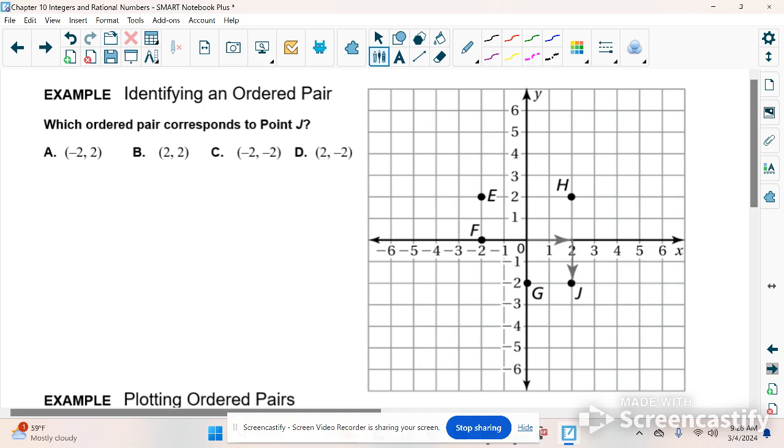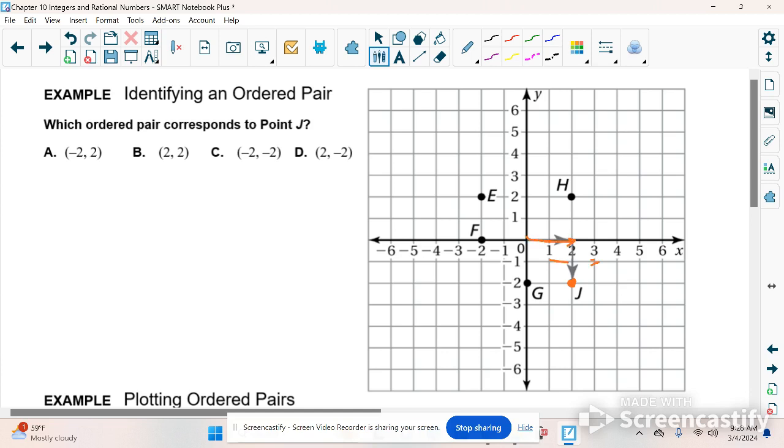Okay, it wants us to be able to identify which one of these ordered pairs goes with J. So how can we get to the point J? So here's J right here. If I follow my song, I start at 0, and do I go left or right? I'm going to the right.